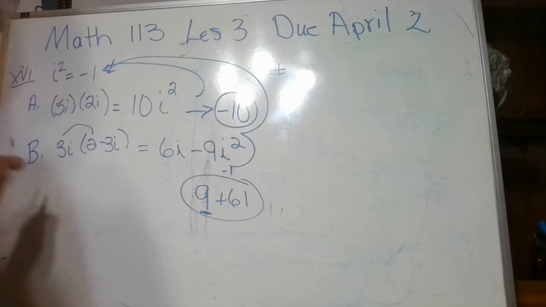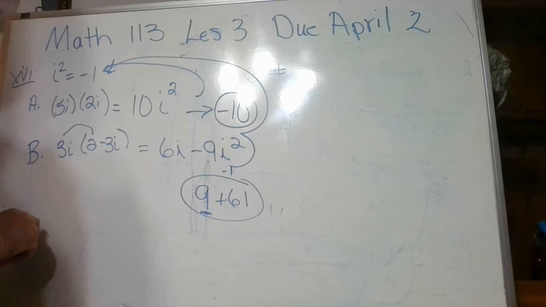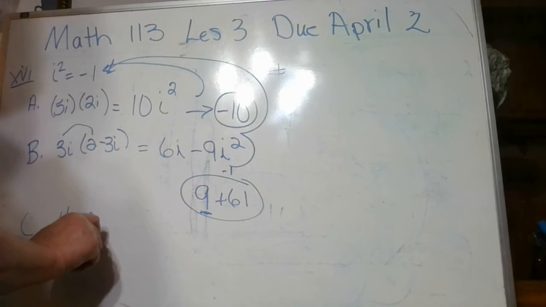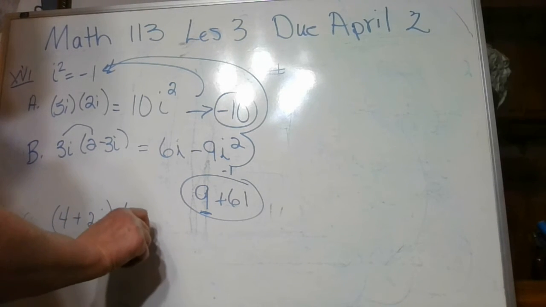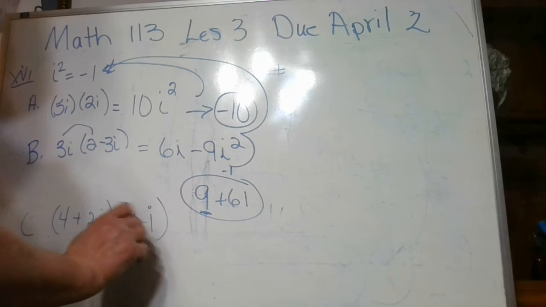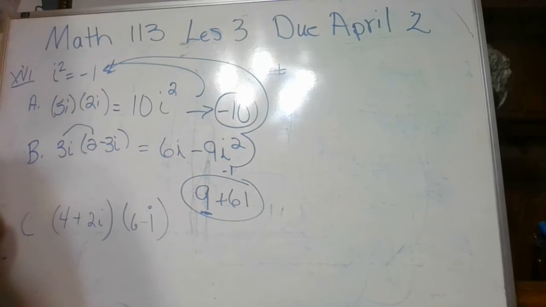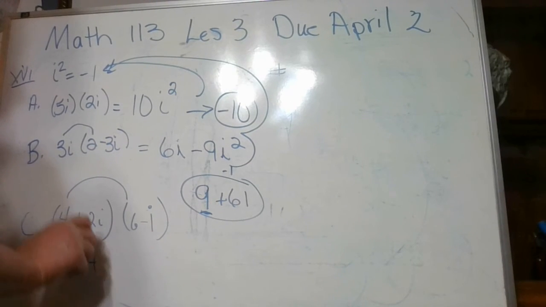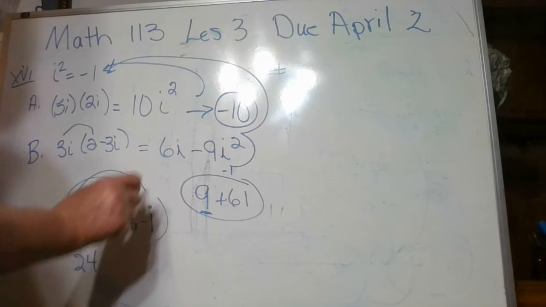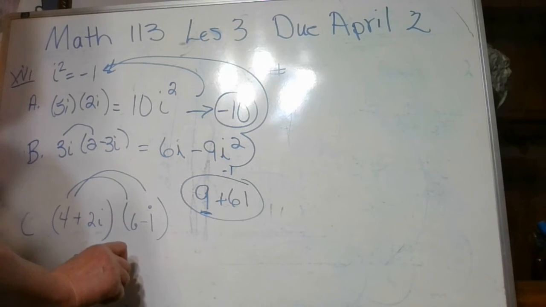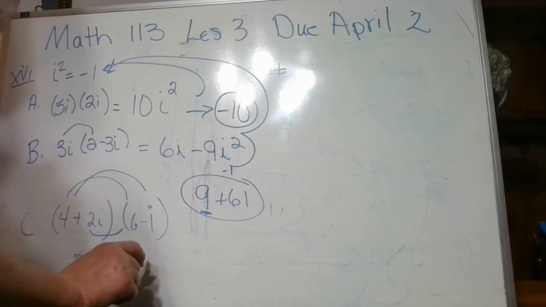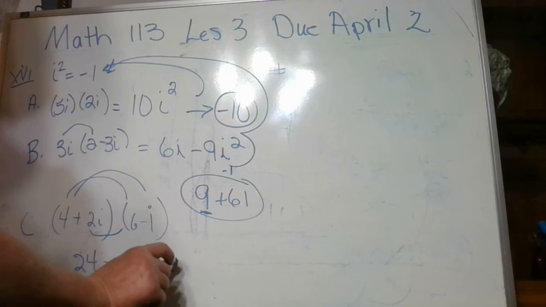C. On this one, it's 4 plus 2i times 6 subtract i. Okay, we're going to FOIL. 4 times 6 is 24. And then the outer, 4 times a -i, would be -4i. And then our inner would be plus 12i.